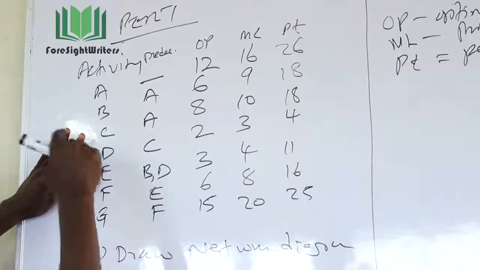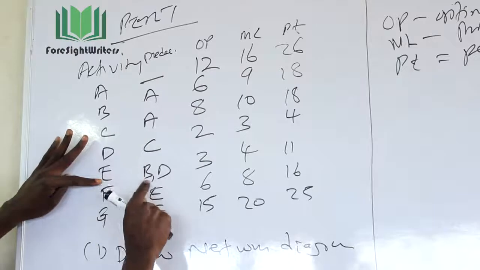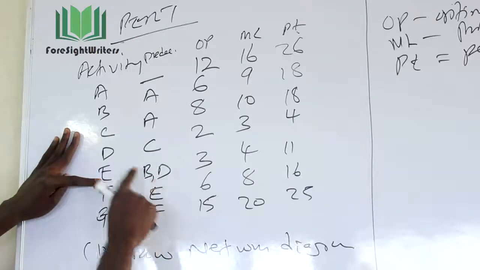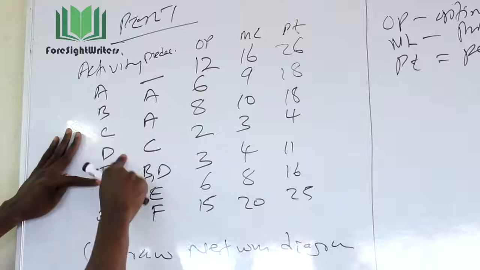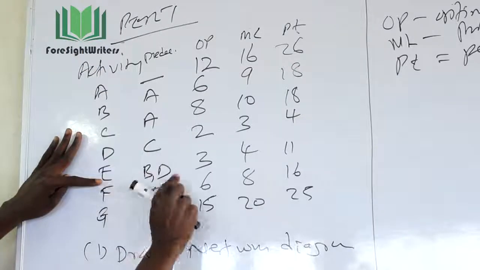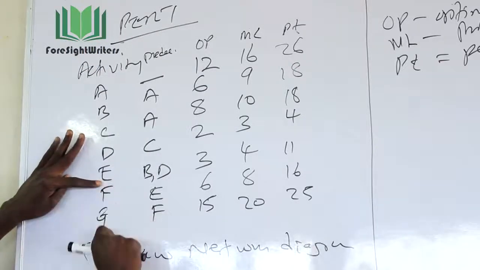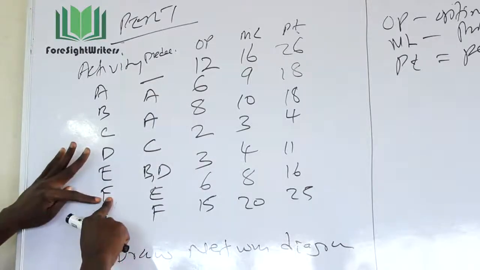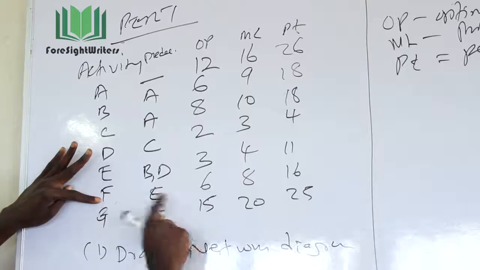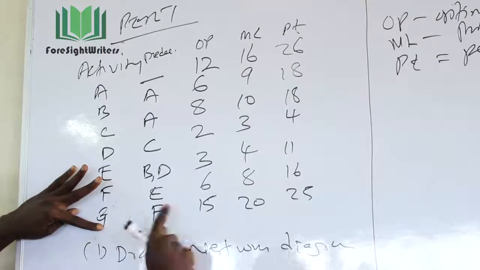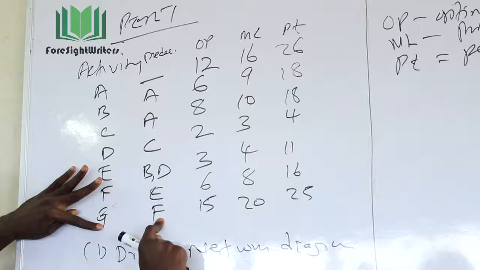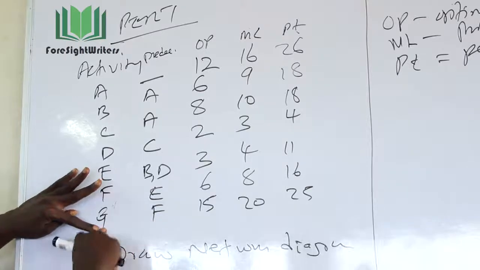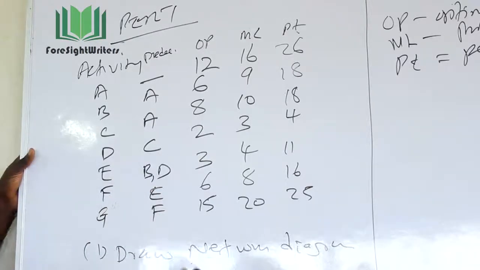Activity E can begin after B and D are complete. If you consider activities B and D, they need to be complete so that we can begin activity E. That is a condition in the relation. Activity F can begin after activity E is complete, and activity G can begin after activity F is complete. Most likely, this activity G is the last activity of this project.